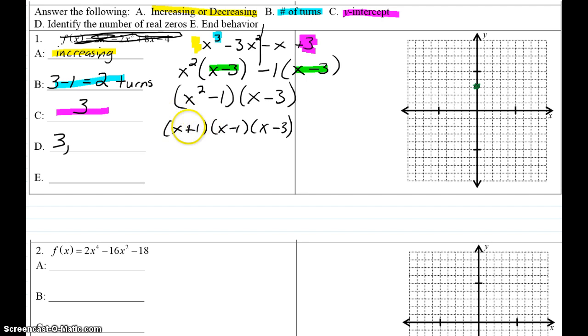Now look at this, what makes this 0? We have a negative 1, and we also have a positive 1. And so we have 3 zeros. Now we can graph those 3 zeros. Let's use red. Alright, so we have 3, negative 1, and a positive 1.